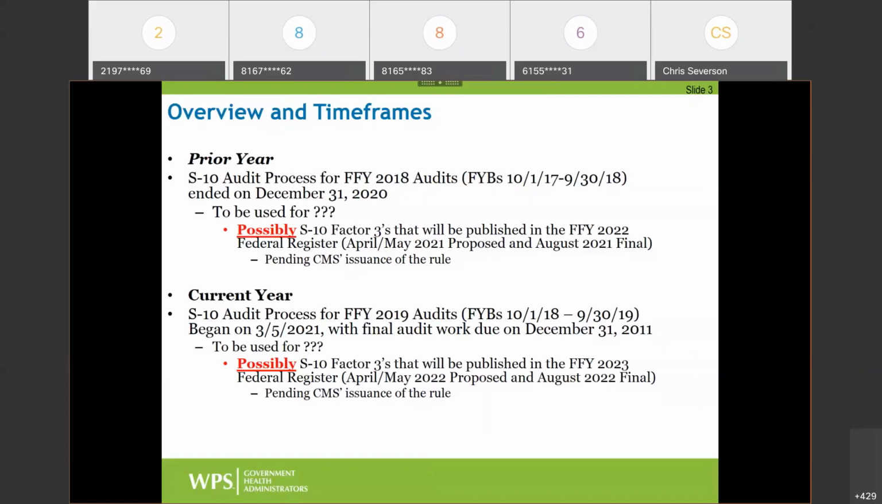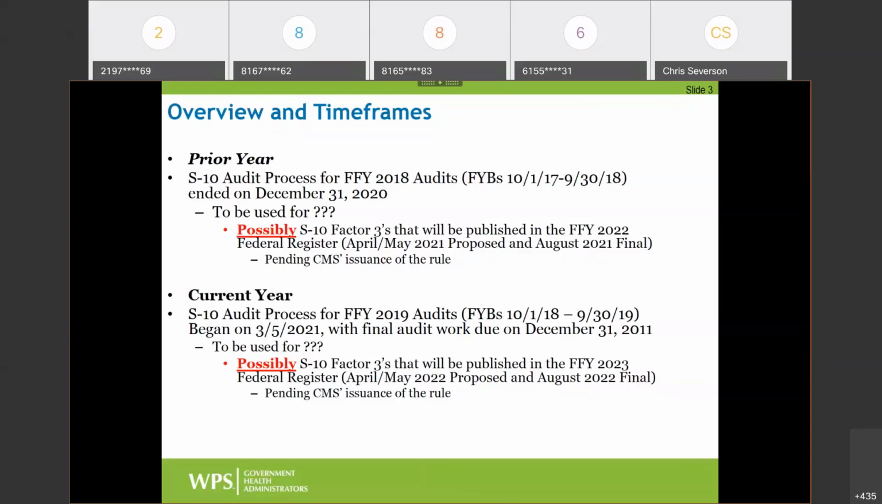So the prior year audits, we have the fiscal year 18 audits, the cost report periods that began 10/1/17 through 9/30/18. Now those again wrapped up December 31st. I have them marked with question marks, and the reason I say this is that nothing is final at this point. We can speculate, or we can guess at what we think CMS is going to do with these. It's probably a fairly educated guess.